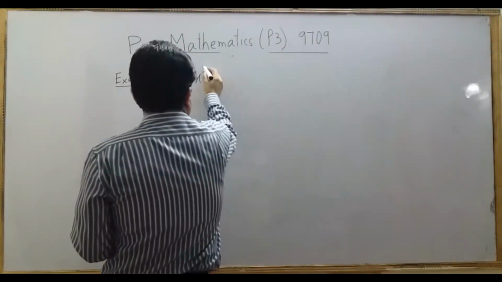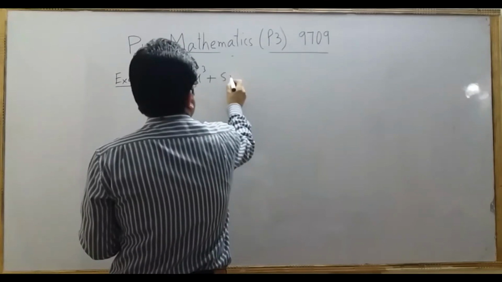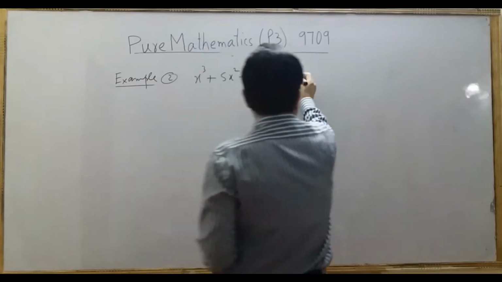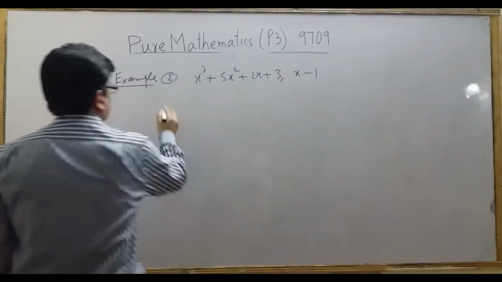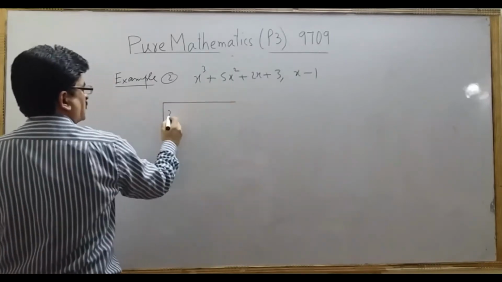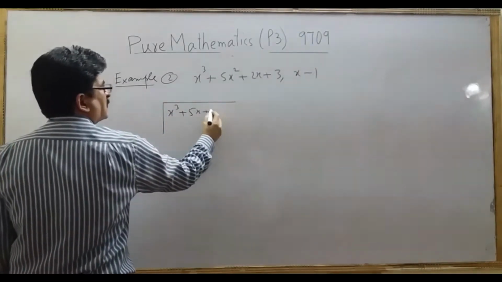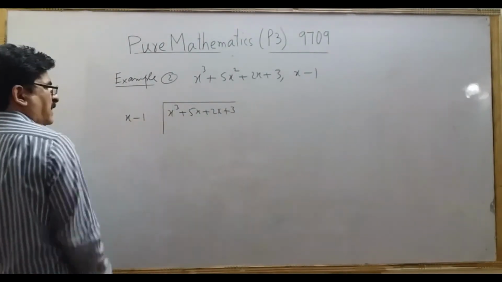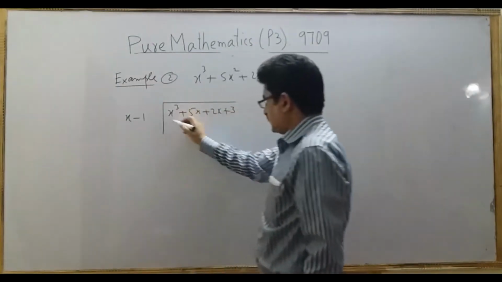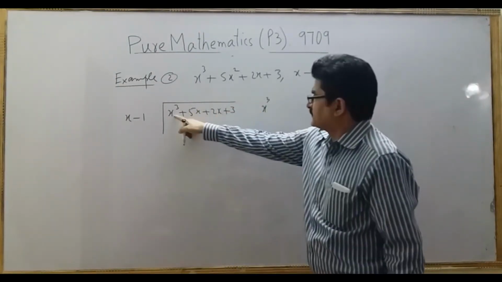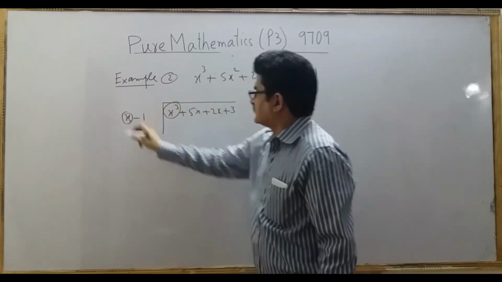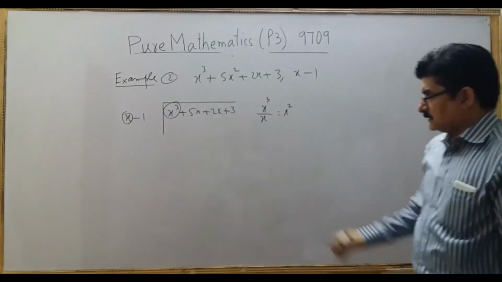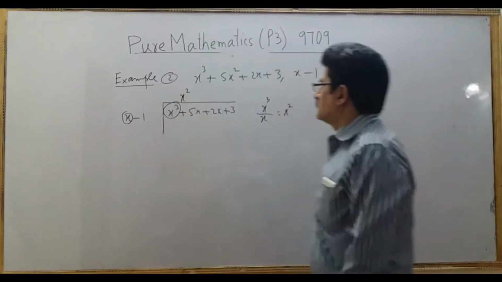Divide this polynomial by x minus 1. Again, you write the polynomial of higher degree here, and x minus 1 here. Now see again, divide this first term by this first term. You will get x square. Write this x square over here.